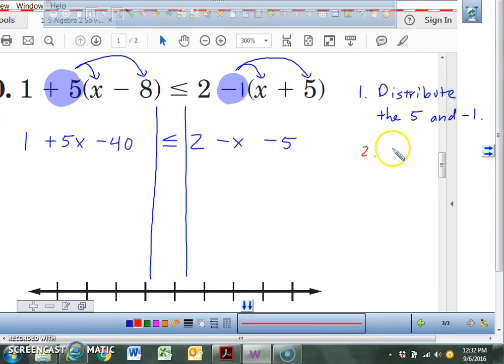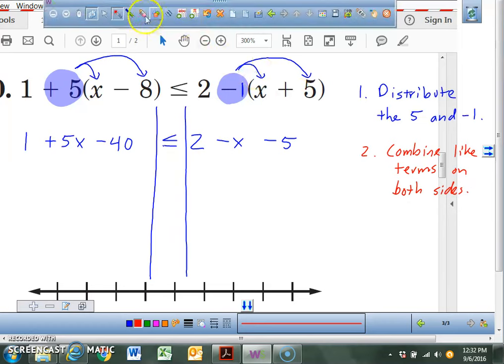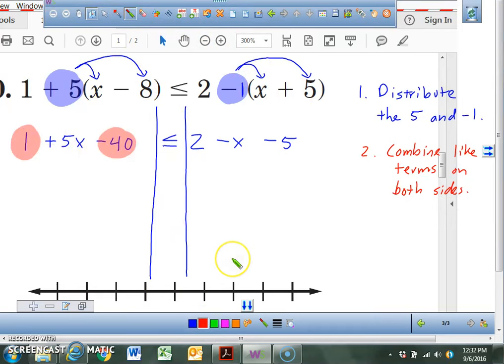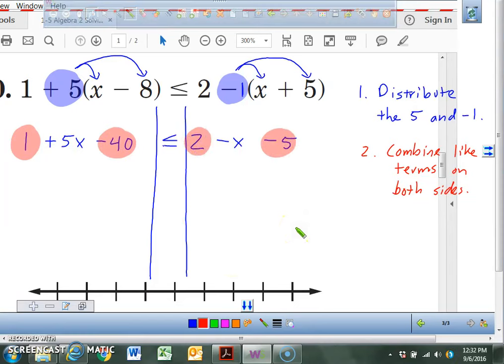Step 2. What I would like you to do is combine like terms on the left side of the inequality and the right side of the inequality. Combine like terms on both sides. I'm going to highlight our like terms in red. I've got a 1, and I've got a negative 40 here. Those are like terms. I've got a 2 and a negative 5 right there. So we're going to combine the 1 and the negative 40.